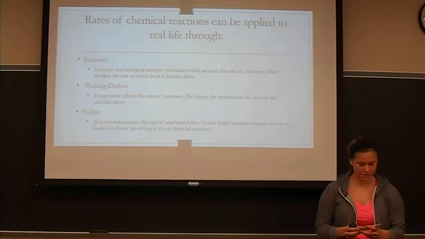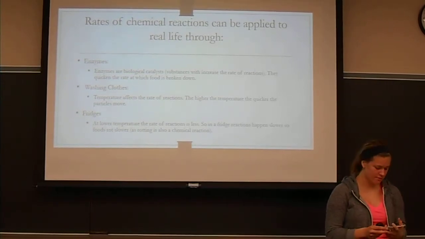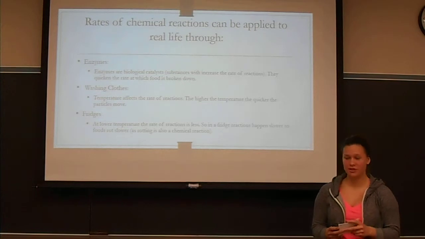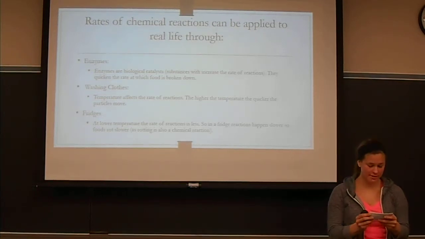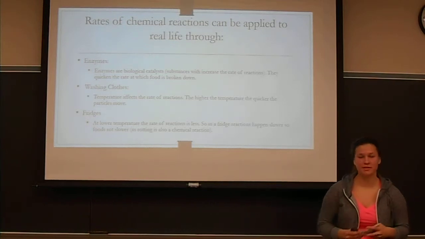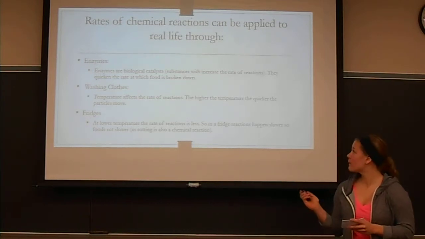Another one is washing clothes. The temperature affects the rate of the reaction. And the third one is fridges. At lower temperatures, the rate of the reaction is less, and the reaction happens slower, so food rots slower.